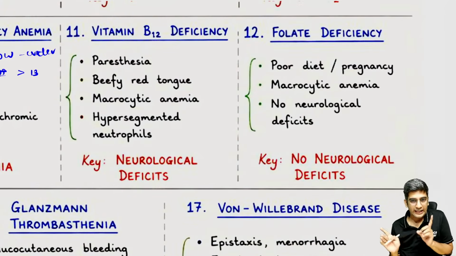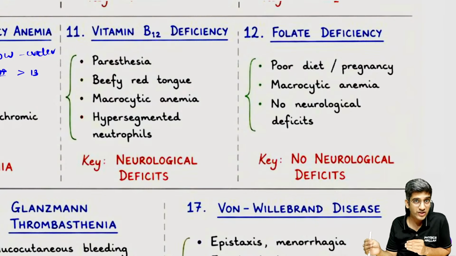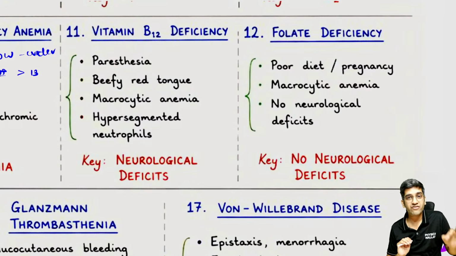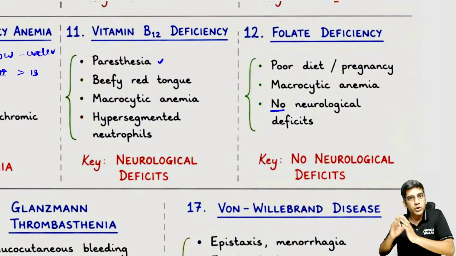B12 and folate. B12 and folate is always a very close differential diagnosis, be it in an MCQ exam or a university exam. Please be very, very careful on the clinical history because there will be overlapping microscopic findings. Hypersegmented neutrophils will be seen in both. Macrocytosis, macro-ovalocytosis will be seen in both. But one of the most important findings is your neurological defects. Right? If there are no neurological defects, you will think of folate.